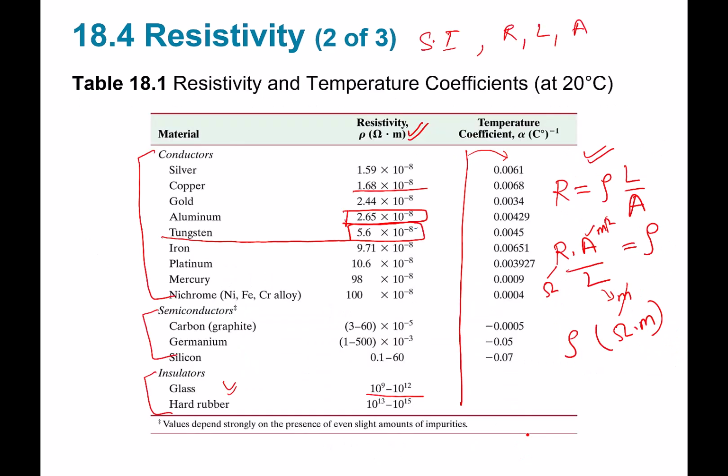So this is the table that gives you the values for different materials. We can see the conductors over here, the semiconductors in this region, and insulators. You can see how the resistivity is increasing down the table, and of course resistivity will increase with temperature, while resistance decreases with increase in temperature.